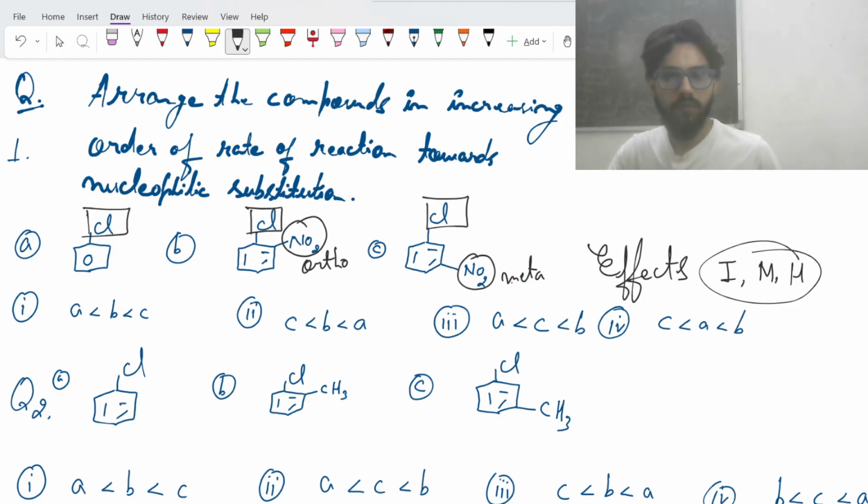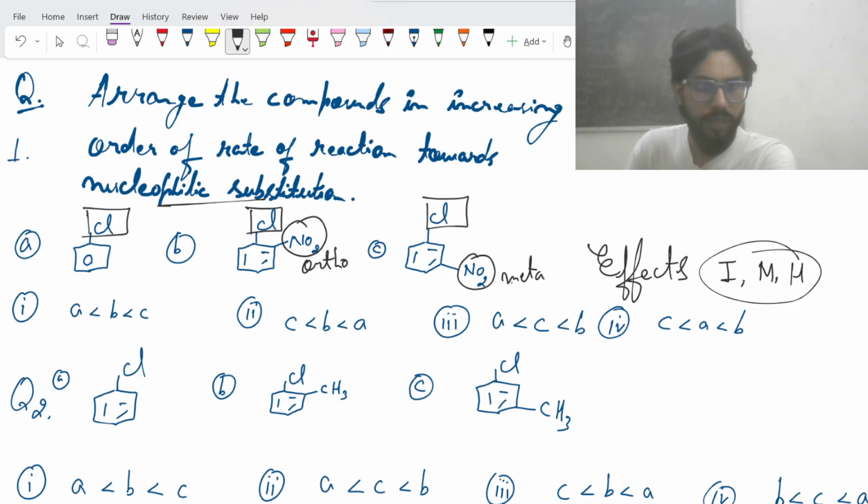Let's see how to understand. The very first option is chlorobenzene. So how to determine the rate of reaction towards nucleophilic substitution? When we say nucleophilic substitution reaction, this is the SN1, SN2 type of reaction. So we can talk about two to three things.